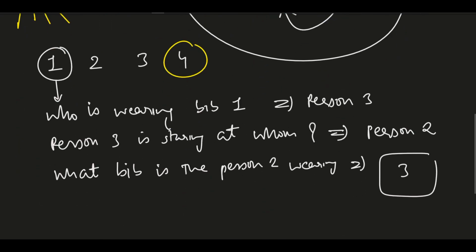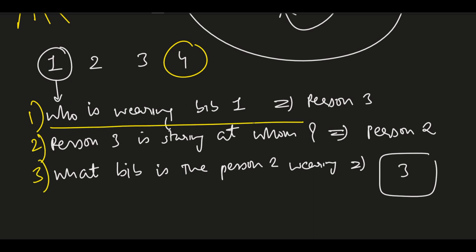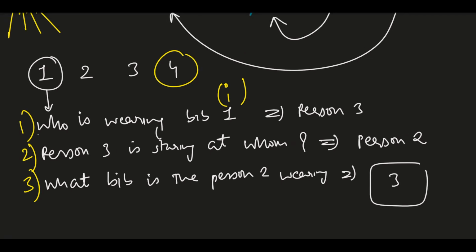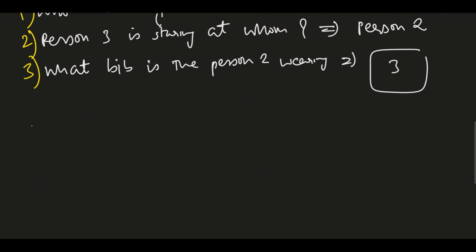So we did three things. The first thing is who is wearing bib number i. So we made three observations, 1, 2, 3, and I will make three hash maps out of them.